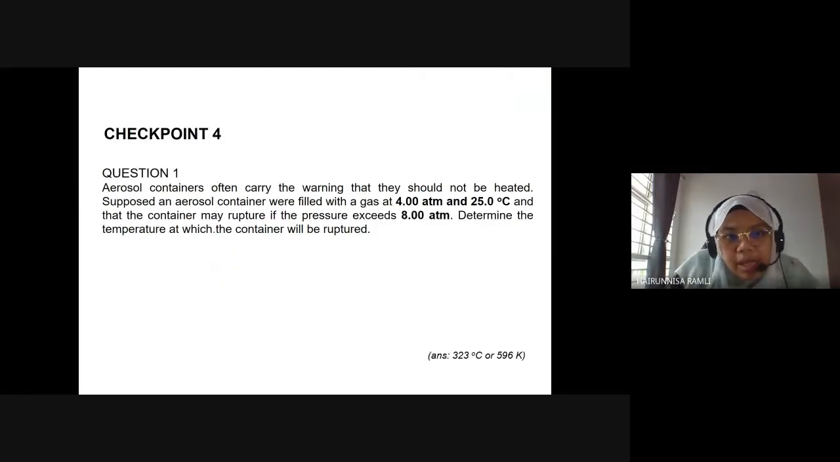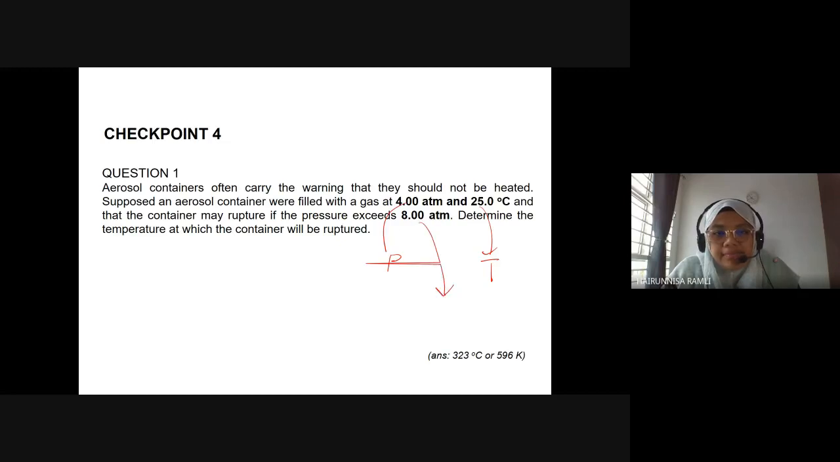Okay, cuba jawab ni. Question 1. Aerosol containers often carry the warning that they should not be heated. Suppose the aerosol container will fill with gas. So we have pressure here. We have temperature. The container may rupture if the pressure exceeds 8 atm. So ini P yang kedua. Determine the temperature. Again, kita tak ada any relationship between P and T. So you boleh buat sama macam yang kat sini lah eh.